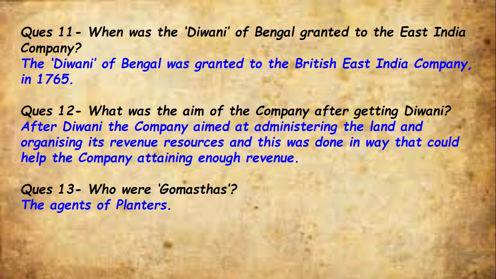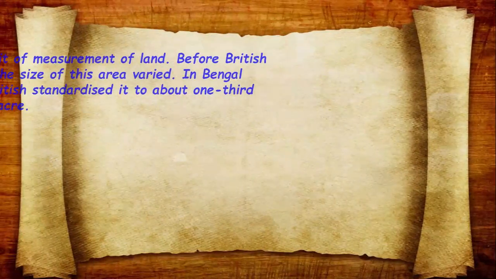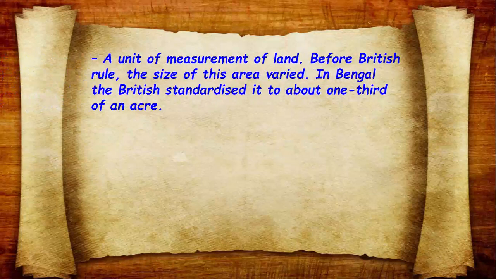Define Bigha. The definition of Bigha is quite simple. A unit of measurement of land before British rule. The size of the area varied. In Bengal, the British standardized it to about one third of an acre.